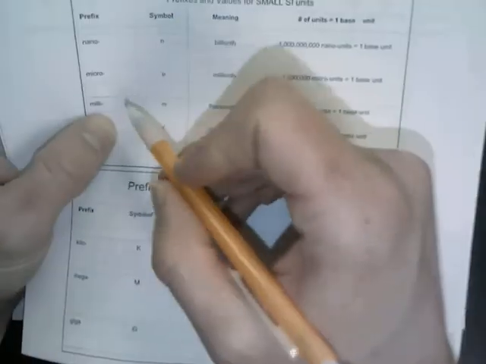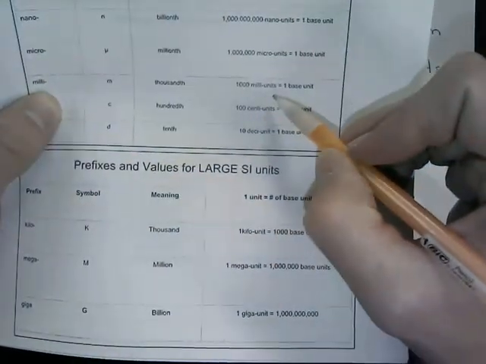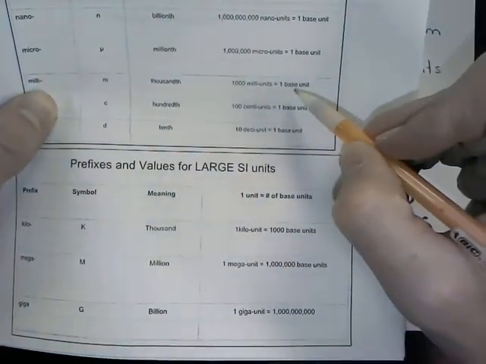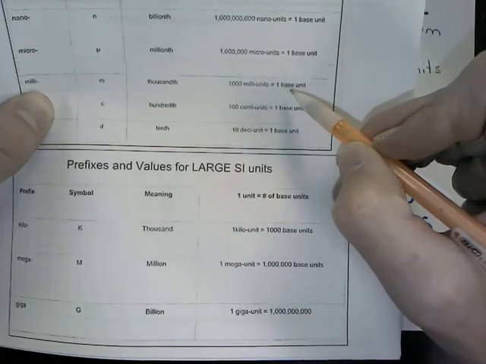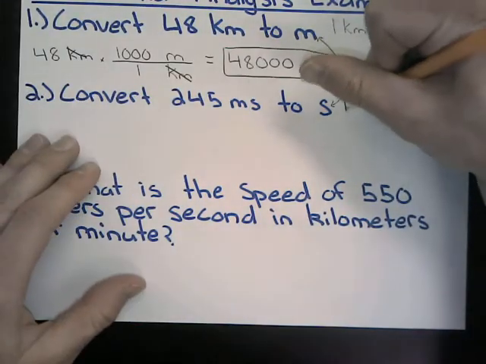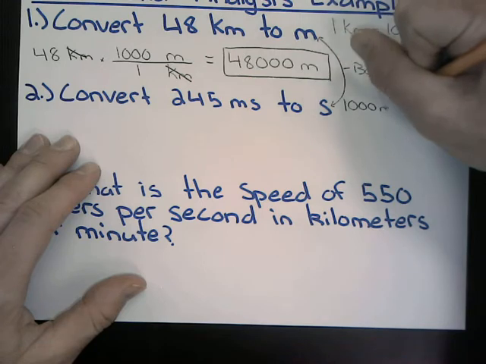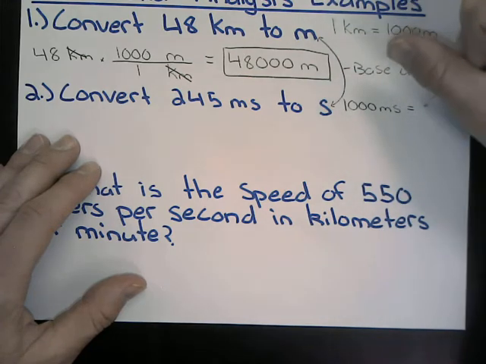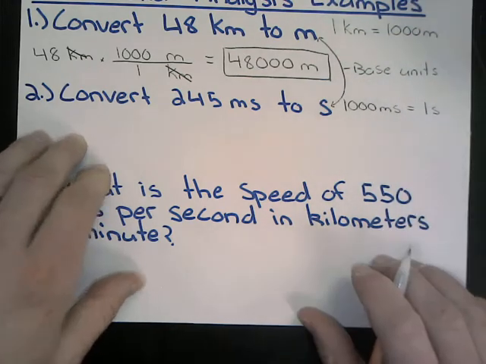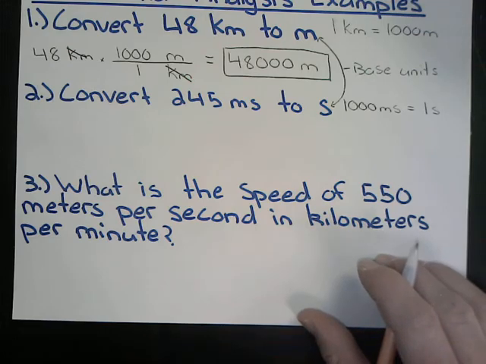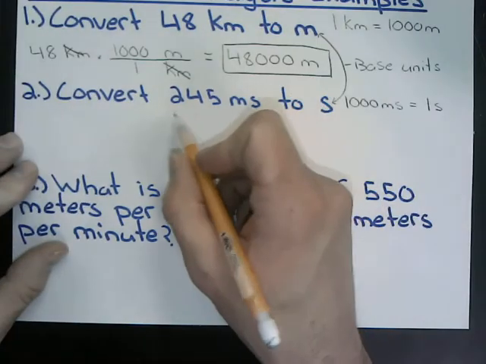So I find milliunits. Okay, I scroll over. It says 1,000 milliunits equals 1 base unit. So what that means for us is that 1,000 milliseconds equals 1 second. Now, we start out with this conversion by writing down what's given.